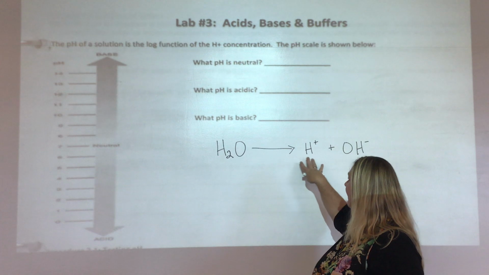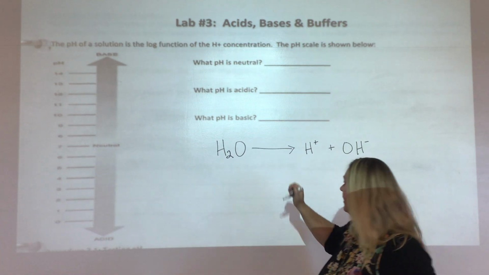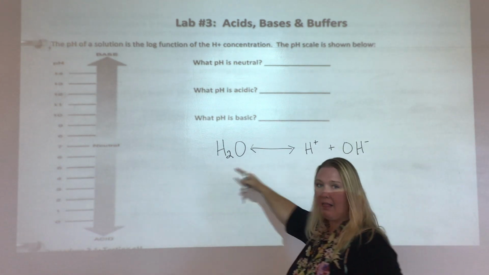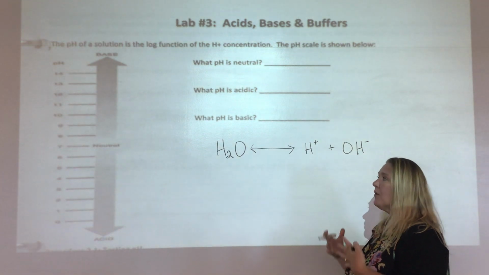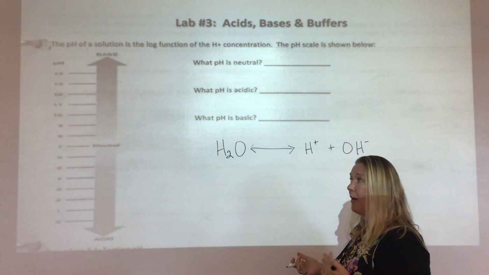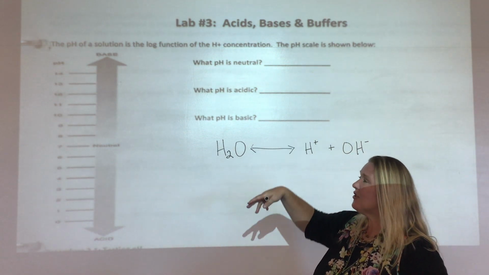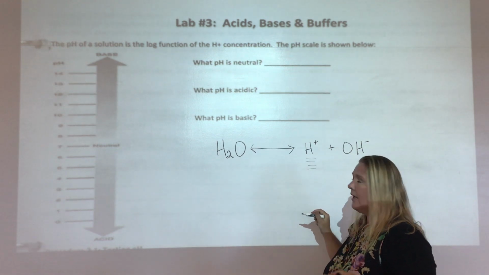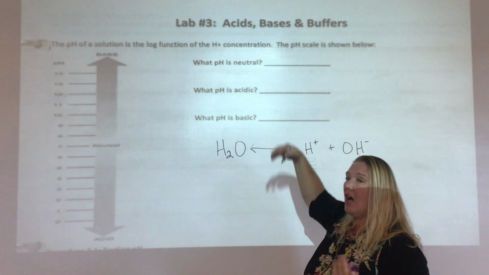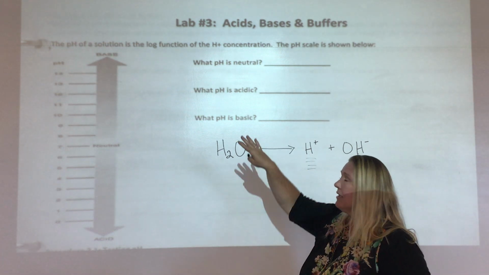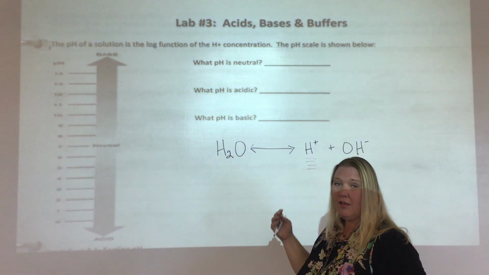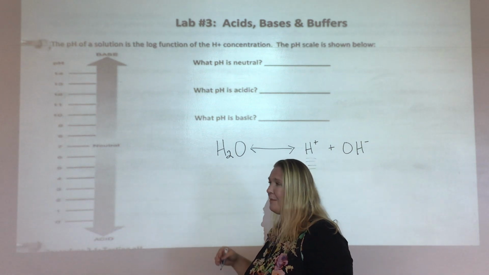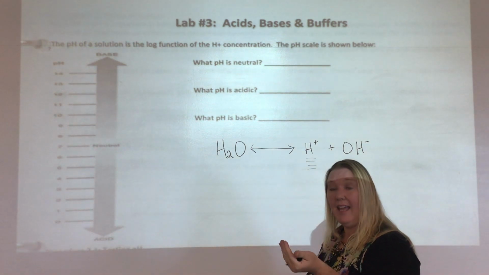When these are even, balanced, then we're at a neutral state for our pH. pH just talks about how many hydrogens are present in that solution, the concentration of that. And the first sentence of our lab says it's a log function, and a log function means that it's multiples of 10.